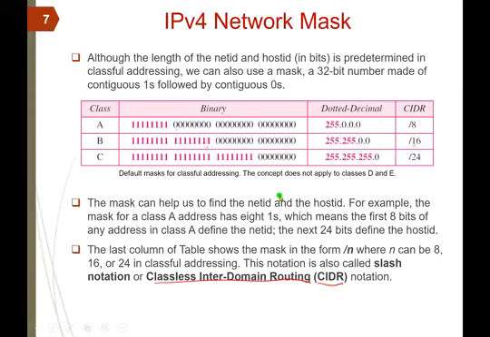Okay, so we have to know all these 3 notations. In binary, the mask always starts with all ones, followed by zeros. In decimal dotted notation, you convert it. In CIDR, you say how many bits are for network. /8 means 8 bits for network, /16 means 16 bits for network, and so on.